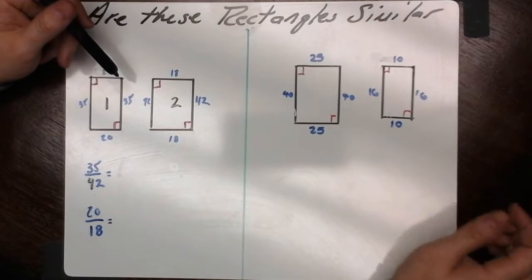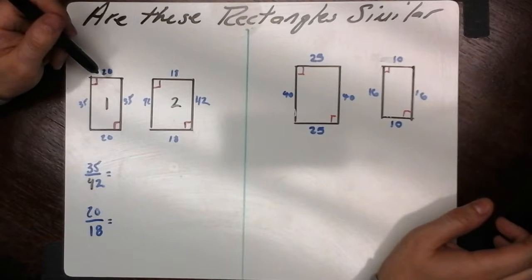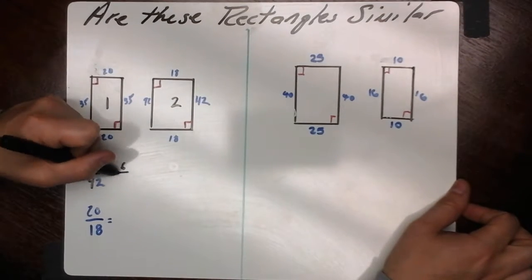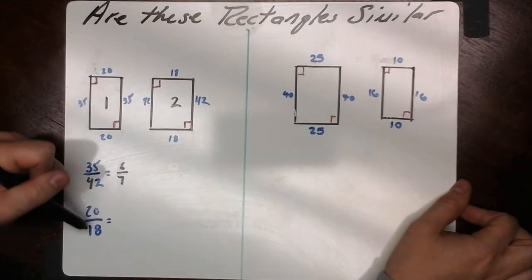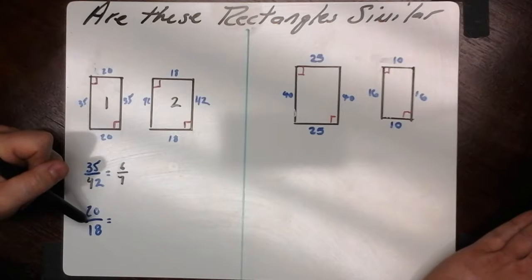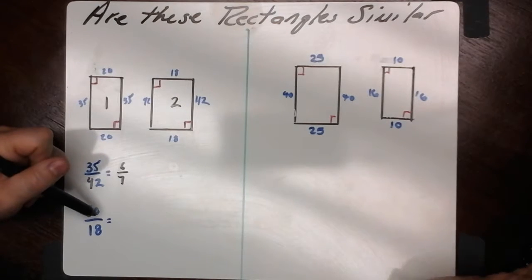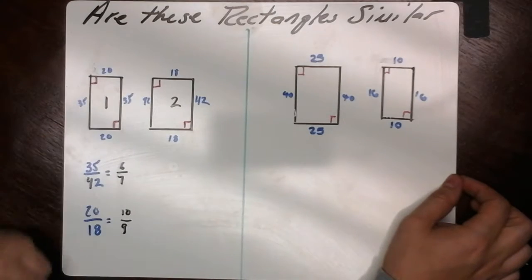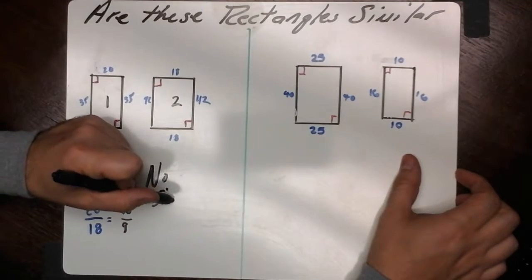Now, typically I like to try to reduce these. I think that's the easiest way to tell. I could reduce this by 7, so this becomes 6 over 7. I can't reduce this by 7, so already I know it's not similar. The best maybe I could do is reduce it by 2, so 10 over 9. Okay, not similar.